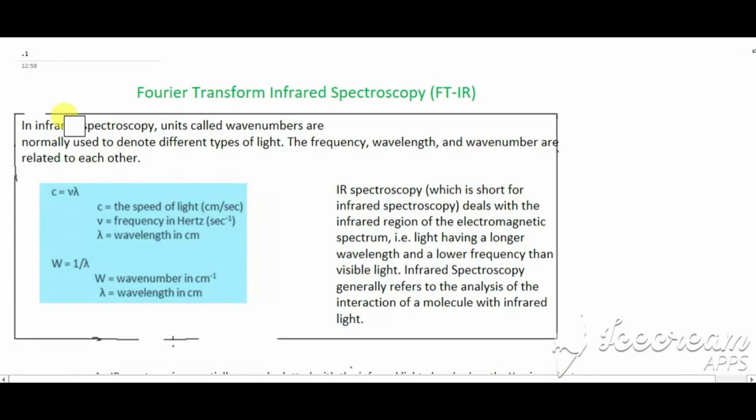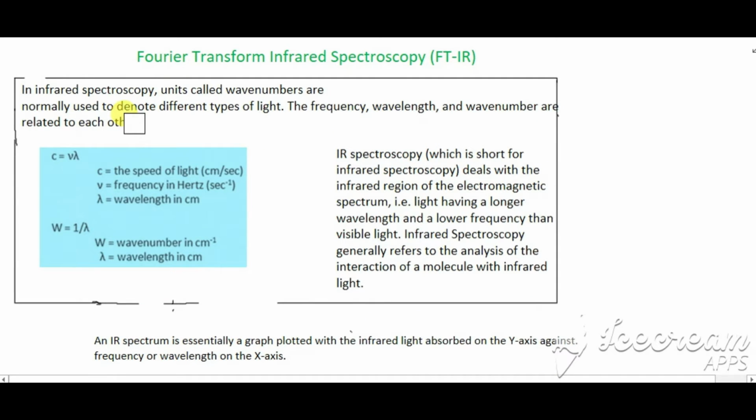Hi friends, let's talk about Fourier transform infrared spectroscopy. So we know that infrared spectroscopy gives us information about the functional groups present in the molecule. By this spectroscopy we can determine the molecular structure of an unknown compound.